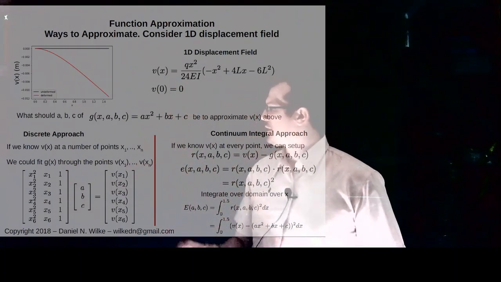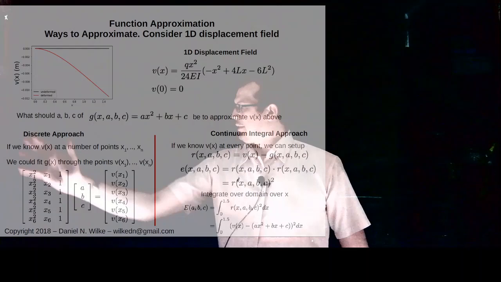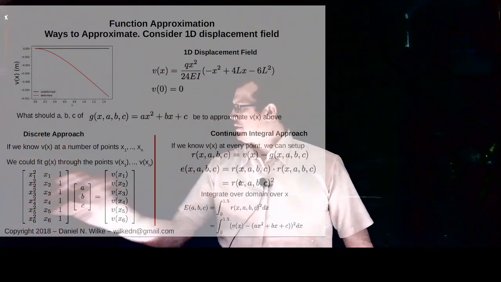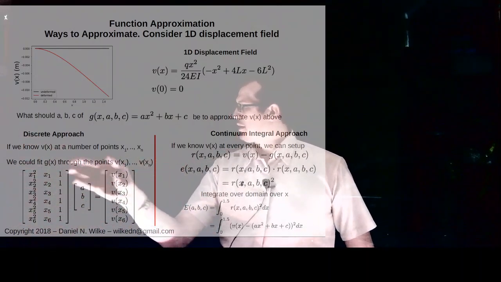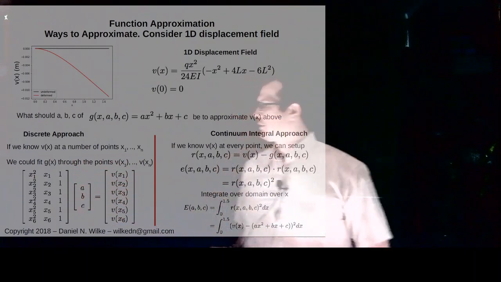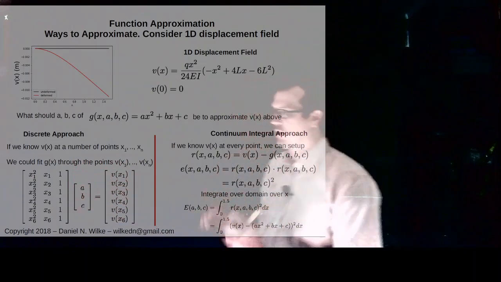We're doing that six times. Now I've got a system where this matrix is known and this right-hand side is known. The only things that are unknown are the a, b, and c. So that's one way of doing it: looking at a discrete number of points.